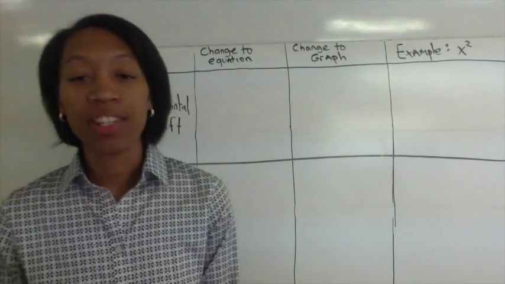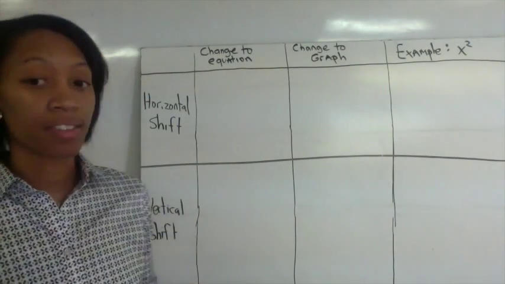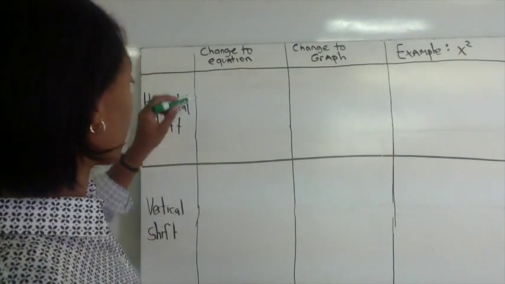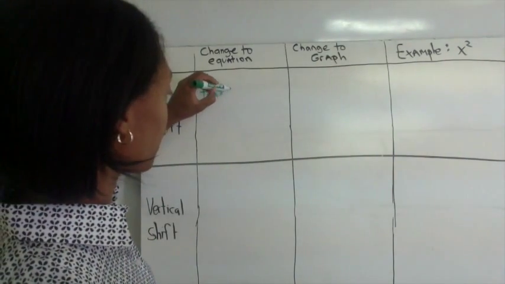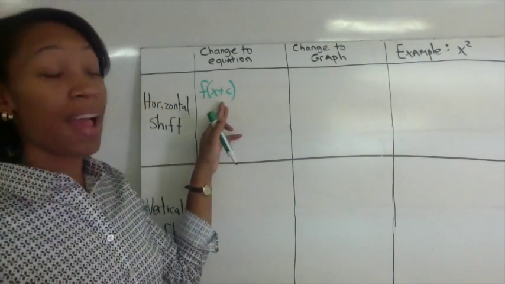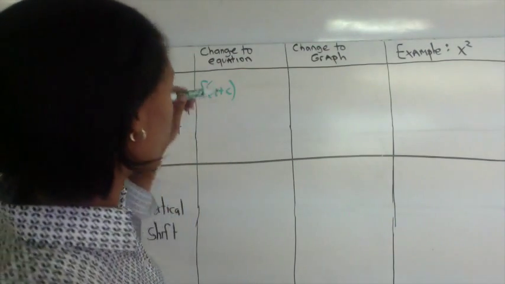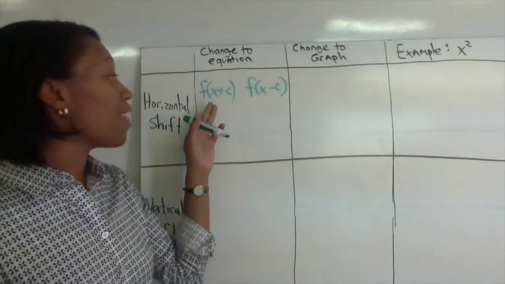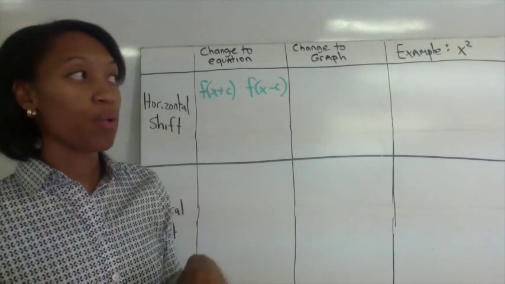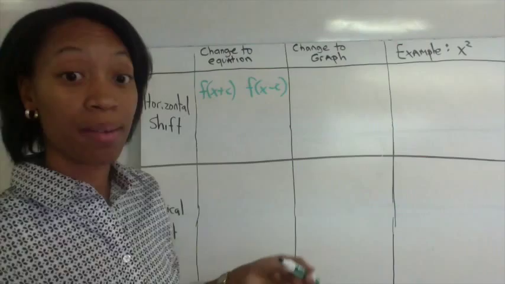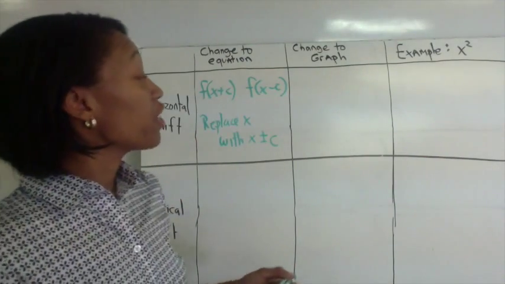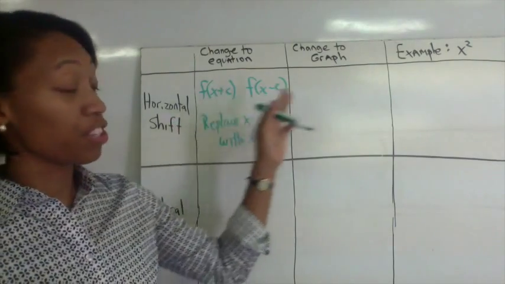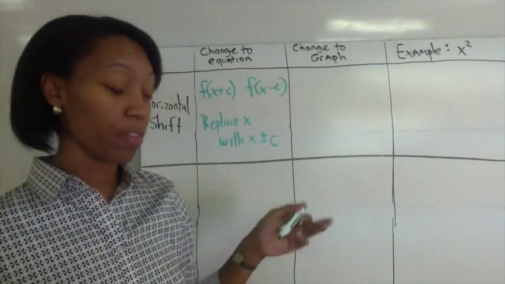All right, first let's talk about horizontal shifts. A horizontal shift takes the function f of x, and inside the function we're going to either add something to x or subtract. So it's replacing x inside the function with x plus c or x minus c. What this is going to do is move the graph, shifting it to either the left or to the right.